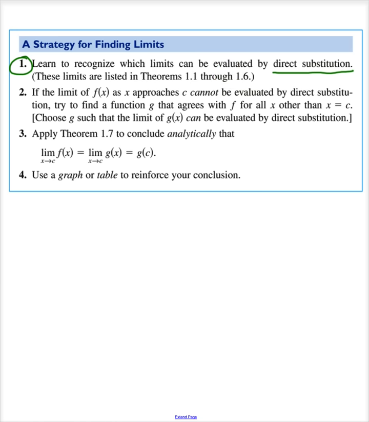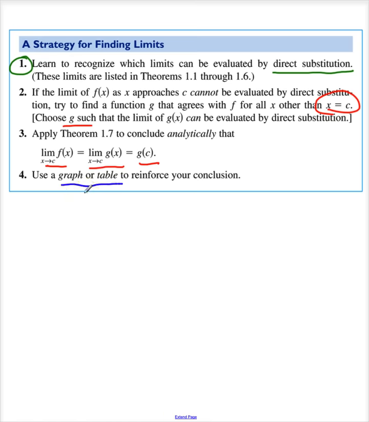Now, a lot of times, direct substitution is not going to work, and so we need to find another function g of x, so that f and g agree with each other at every point except x equals c. And then, of course, we can use theorem 1.7 to say the limit as x approaches c of f is equal to the limit as x approaches c of g, which is g evaluated at c. And the last thing you can do is use graphs or tables to reinforce your conclusions.